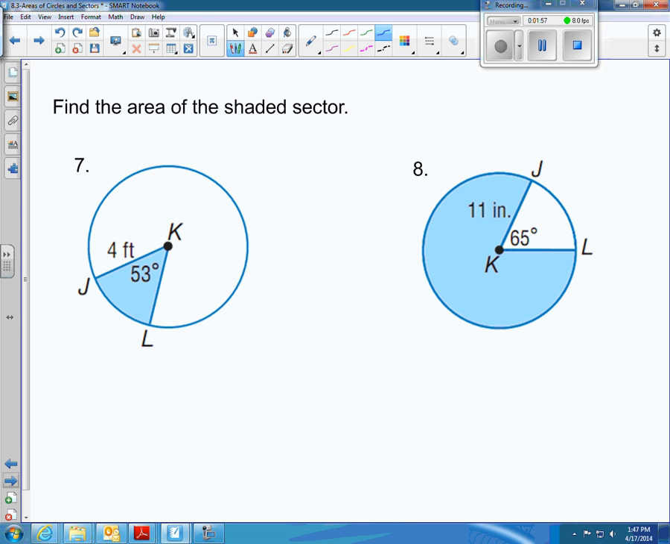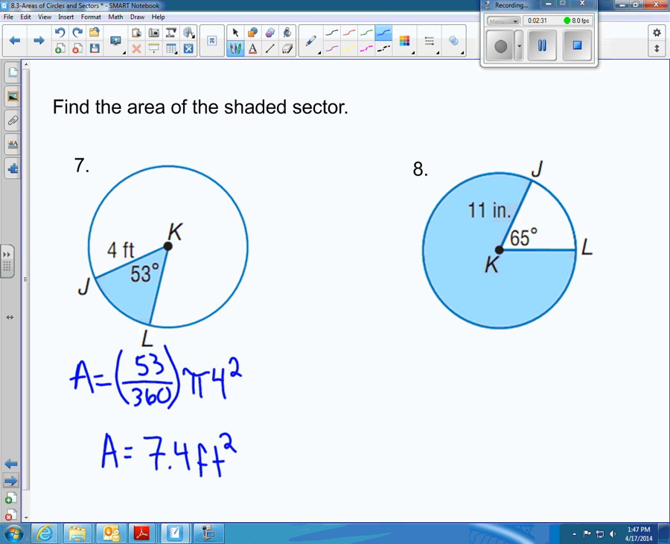Okay, 7 and 8 are very similar. 7 has the same type of setup we did in 6. Area of our angle, 53 over 360, which is our total degrees, times pi times our radius squared. Just the 4 is getting squared, so that turns into 16. Type it into your calculator. Again, let's round to 1 decimal place. We get 7.4 feet squared.